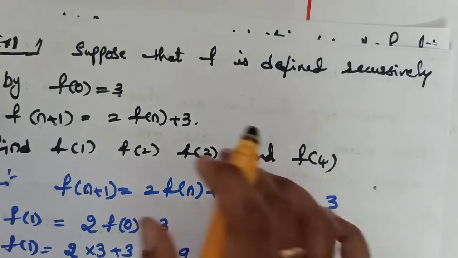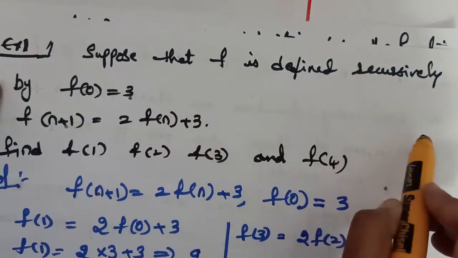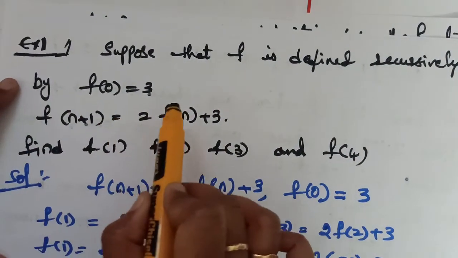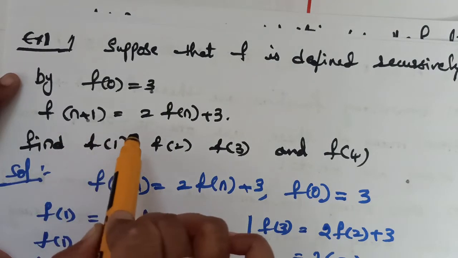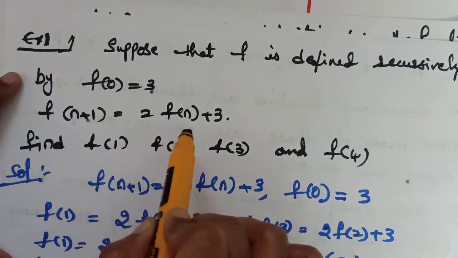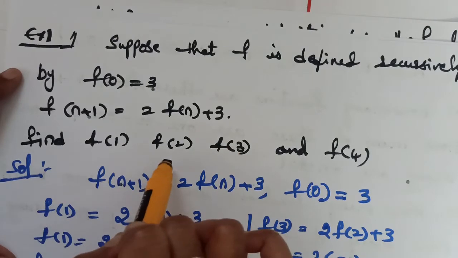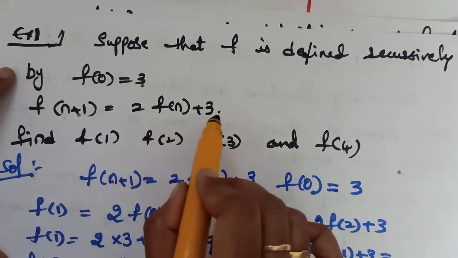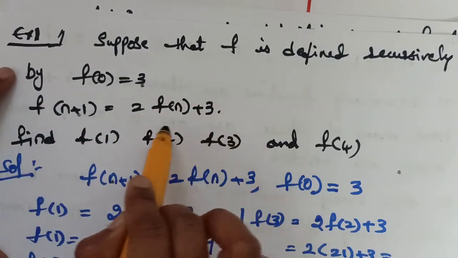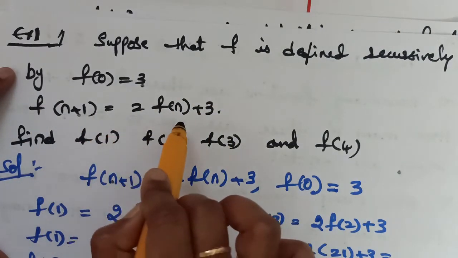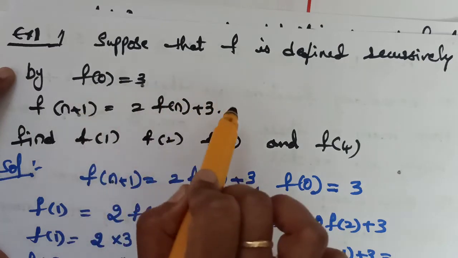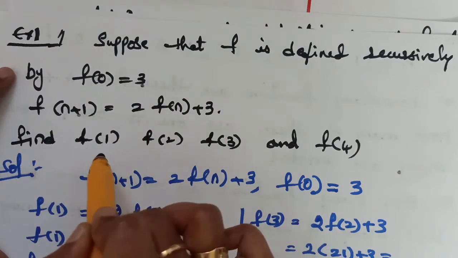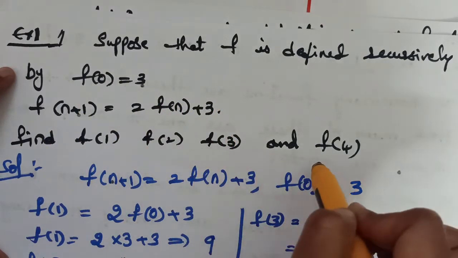Let me explain once again. Suppose that f is defined recursively by f of 0 is 3, f of n plus 1 is equal to 2 into f of n plus 3. Find f of 1, f of 2, f of 3 and f of 4. Here you have a recursively defined function, that is, f of n plus 1 is equal to 2 into f of n plus 3. Using this recursively defined function, you need to find out f of 1, f of 2, f of 3, f of 4.